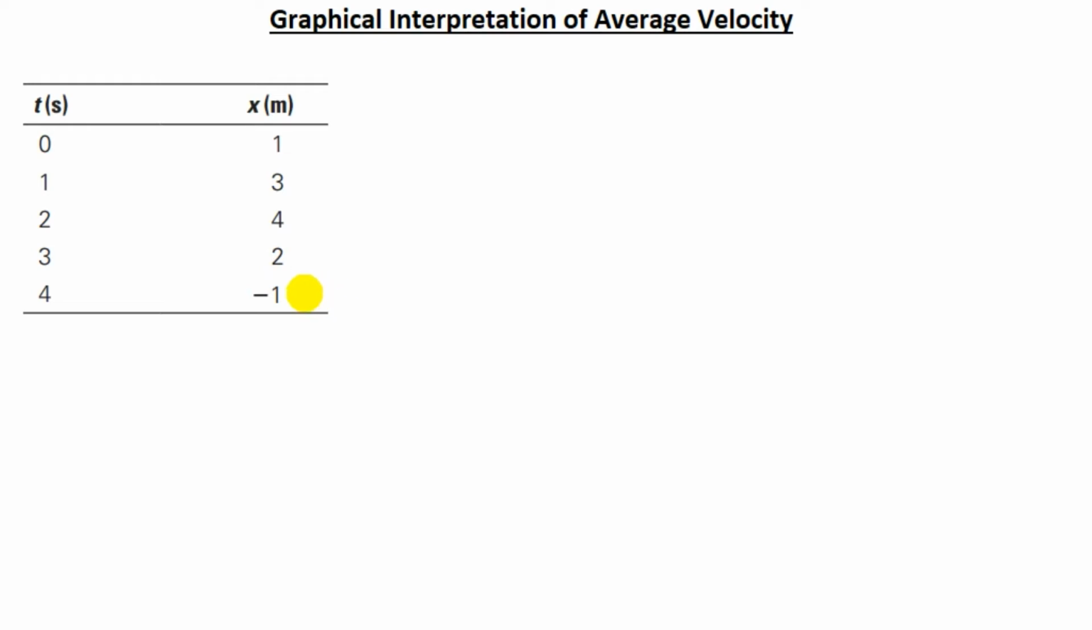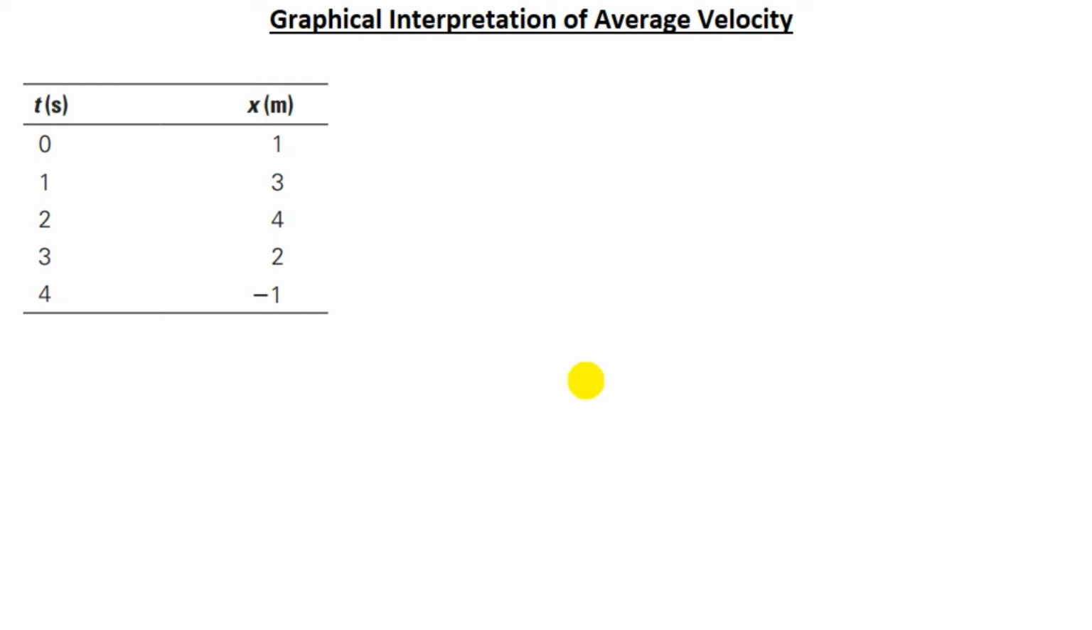Now a particle moves back and forth along the x-axis, and this table shows the position of the particle at different times. Say that at time t equals 0 seconds, the position of the particle is x equals 1 meter. Now when the time becomes 2, the position of the particle is 4 meters, and so on. Now that's not a good way to show the particle's motion with respect to time.